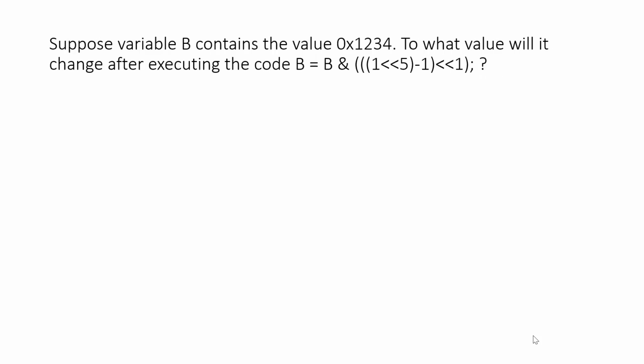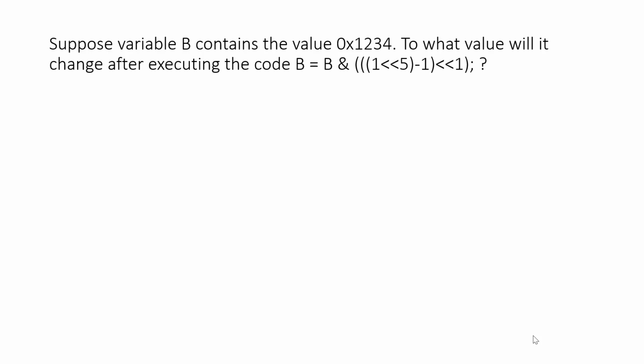Suppose variable b contains the value 1234. To what value will it change after executing this code? Okay, now this is what's going on here. This sub-expression is setting bit 5, and then we subtract 1, which is going to set 5 one bits. It's going to create 11111. And then we take that and shift it 1 bit to the left.